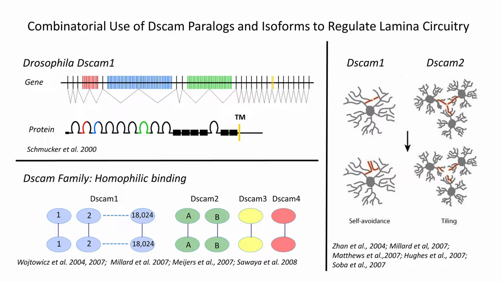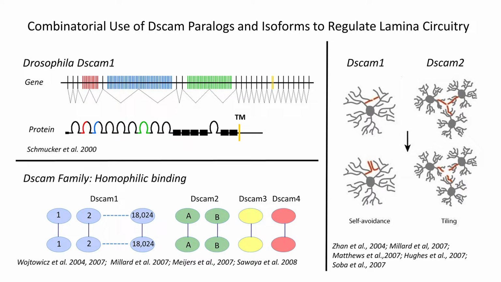So the DSCAM family has 4 different paralogs: DSCAM1, DSCAM2, 3, and 4. DSCAM1 has this crazy alternative splicing giving rise to tens of thousands of isoforms. Each of these ectodomains is characterized by having 3 alternative Ig domains, and those 3 Ig domains determine recognition specificity. Homophilic recognition specificity requires that all 3 of the variable domains are the same. So that gives rise to an enormous reservoir of interacting proteins in the developing nervous system.